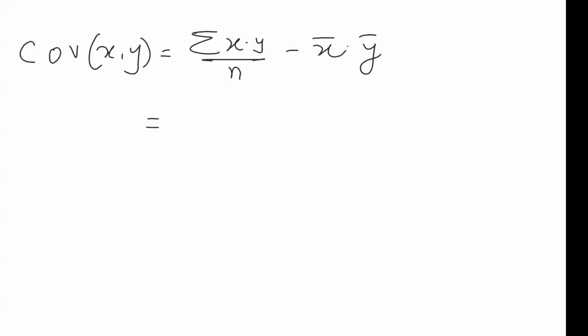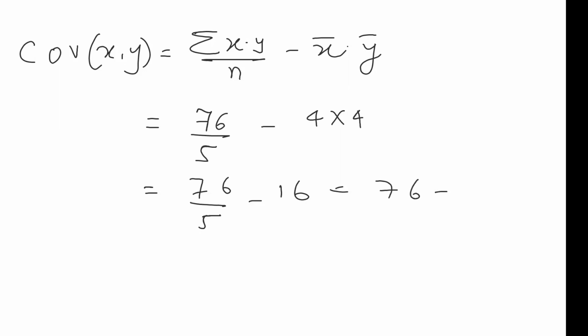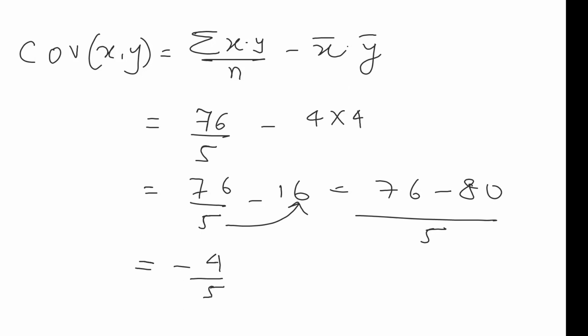Now summation xy is given as 76, n is given as 5, and x bar y bar we have calculated, 4 into 4. So 76 by 5 minus 16. Take LCM, 5 into 16 will be 80, so 76 minus 80 upon 5, which is equal to minus 4 by 5. Okay, so we got the first answer as minus 4 by 5.